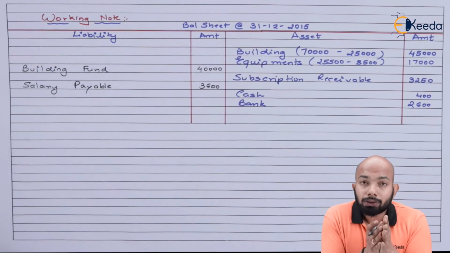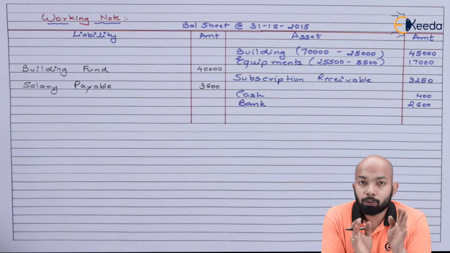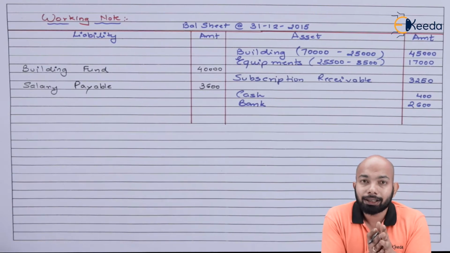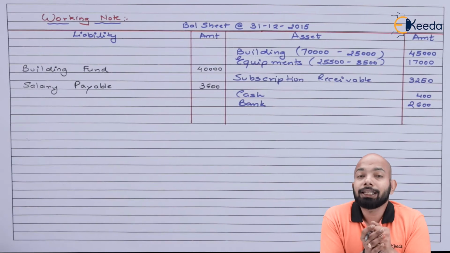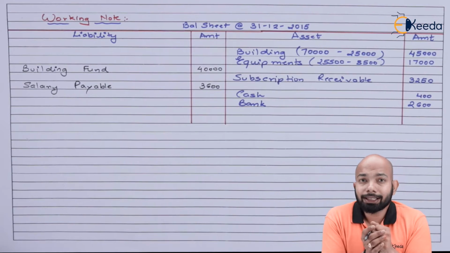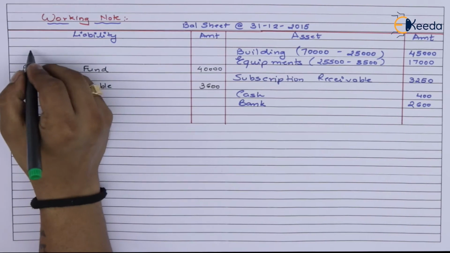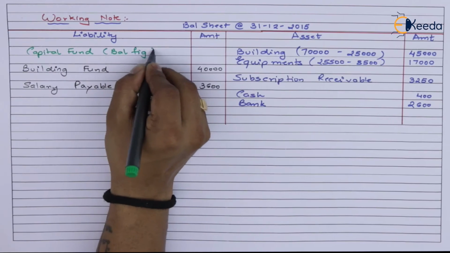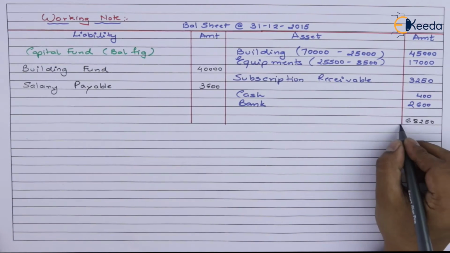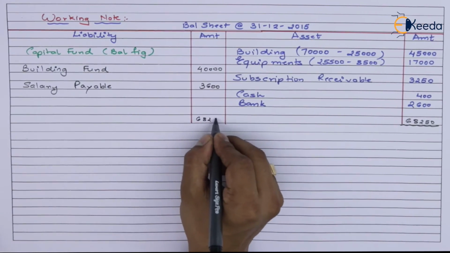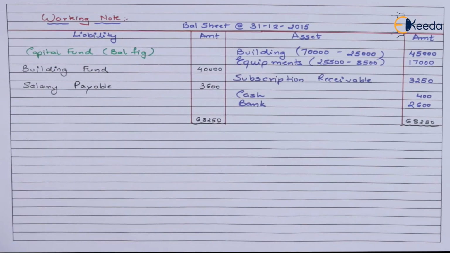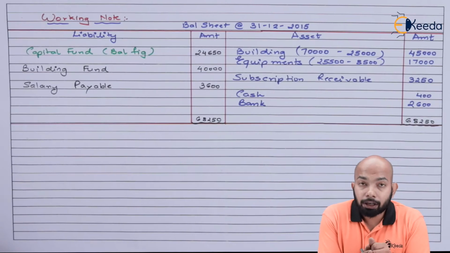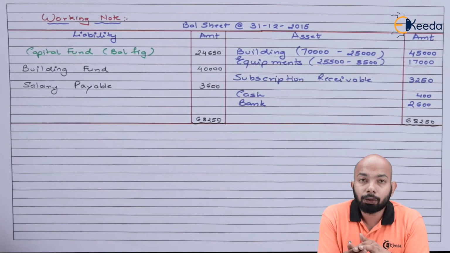So with this, for 2015, opening balance sheet has been already done. We'll figure out what is the balancing figure here. We can clearly see from the numericals that there is a capital fund and that will be on the liability side. So we'll just highlight that. So the balancing figure has been figured out here, or rather the capital fund has been figured out here.